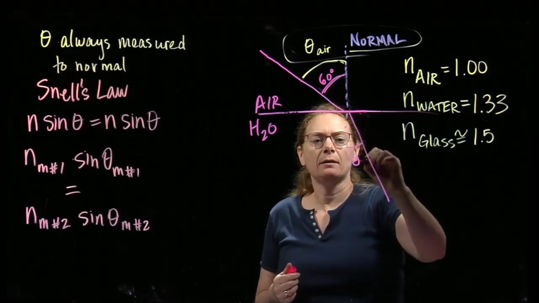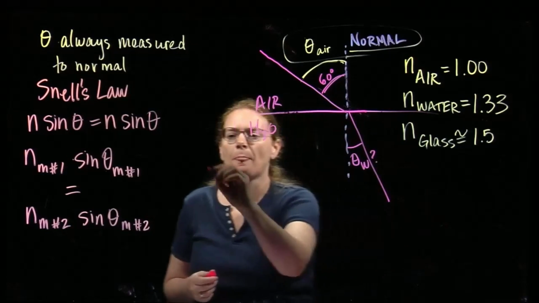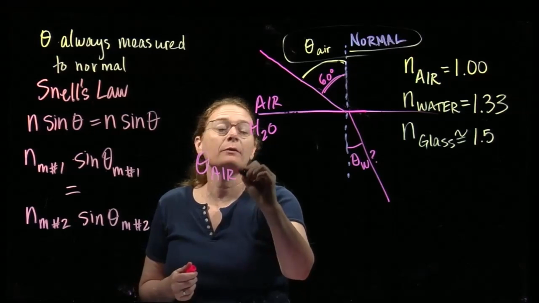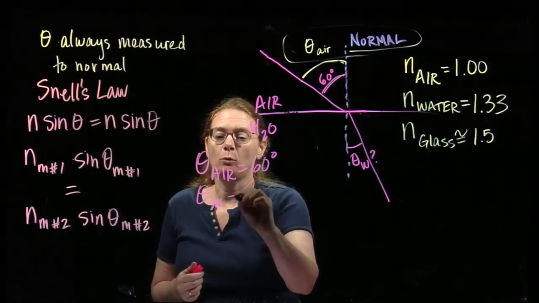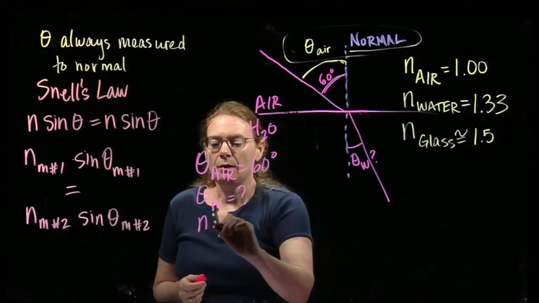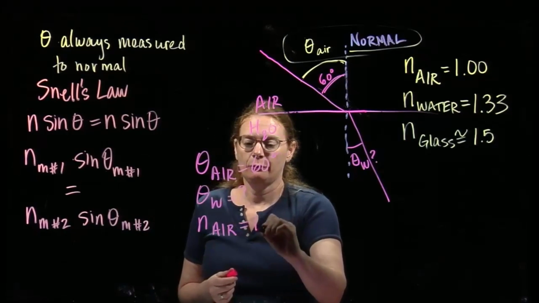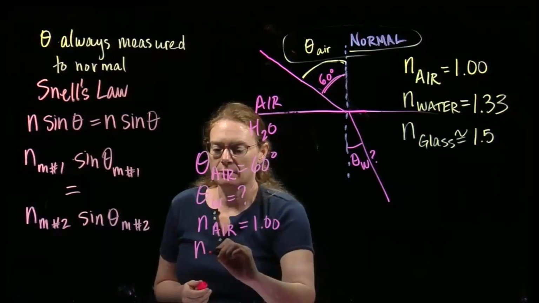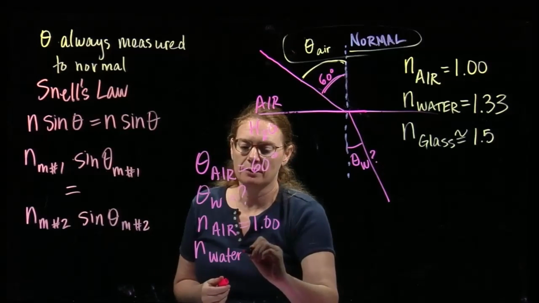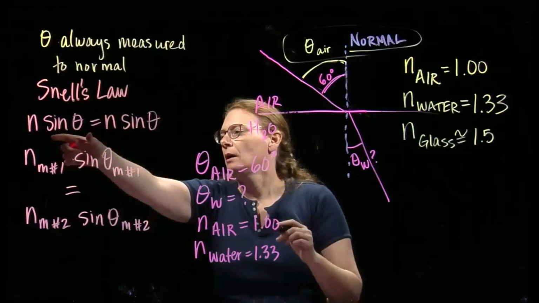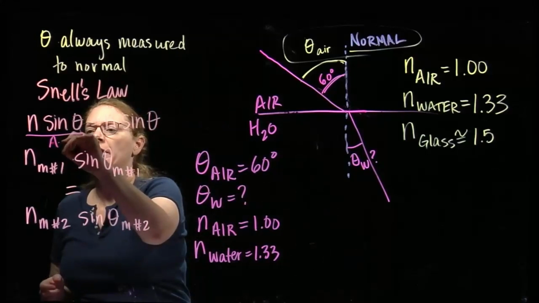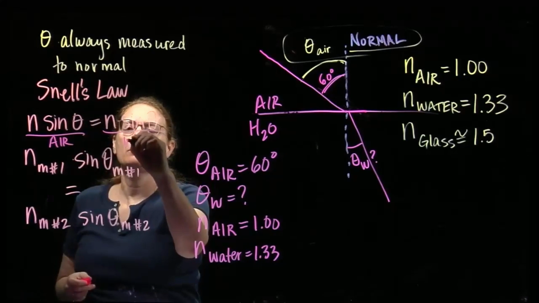What is this angle? So I have angle of air is 60 degrees. I want to know what the angle in water is. Index of refraction is the other piece I need. For air, it's 1.0. Index of refraction of water is 1.33. So let's pop it in here. I'm going to start on this side. We're starting in air. Over here, we're going to be in water.